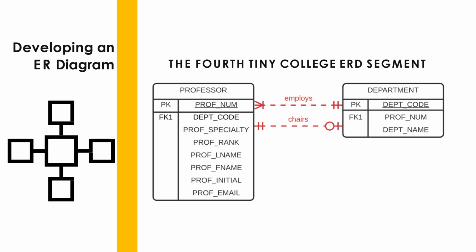And another relationship would be the chair, being the chair of the department. So that one is one-to-one. From department going to professor, of course, it's going to require at least one chair. But from professor going to the department, a professor may or may not be the chair of the department. If they are just a regular faculty or regular professor, then they will be zero. That will be optional.